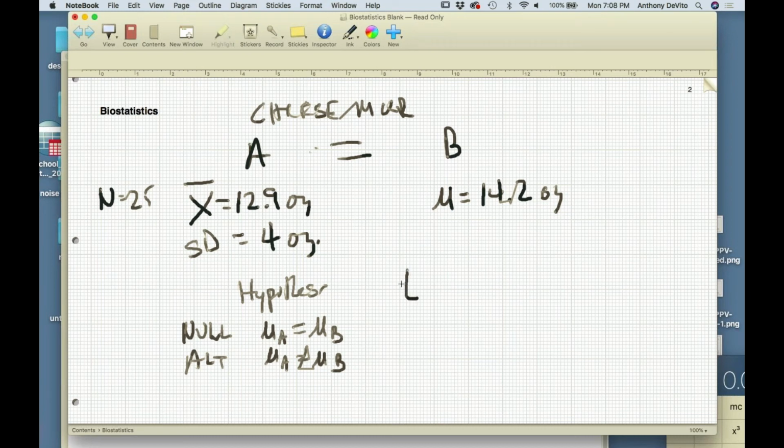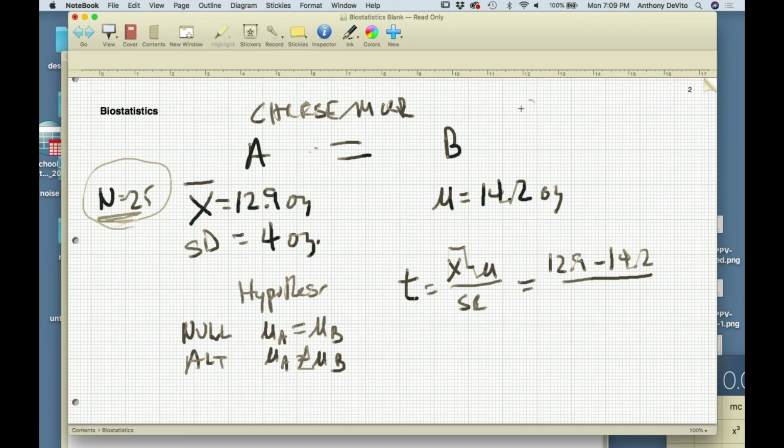Well, my t-score is equal, and why am I using t instead of z? Because I don't know the population standard deviation for either of these, and my sample is small, it's only 25 people. So the t value, the number of standard errors apart that these two means are, is equal to x bar minus mu over the standard error. Okay, x bar is 12.9 minus 14.2 over the standard error.